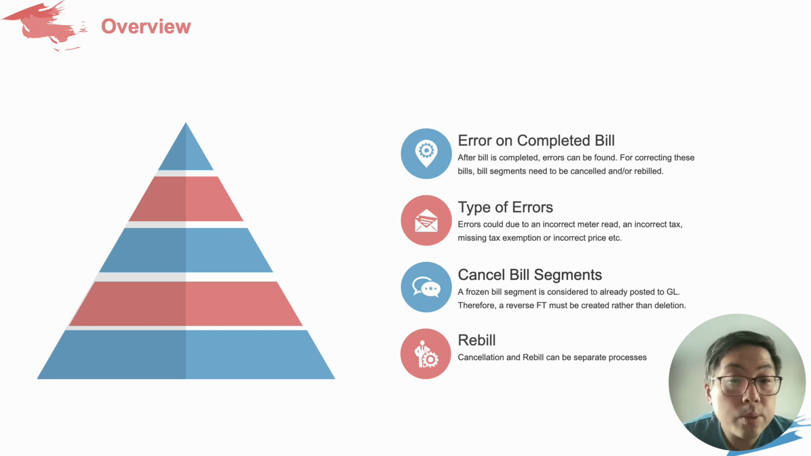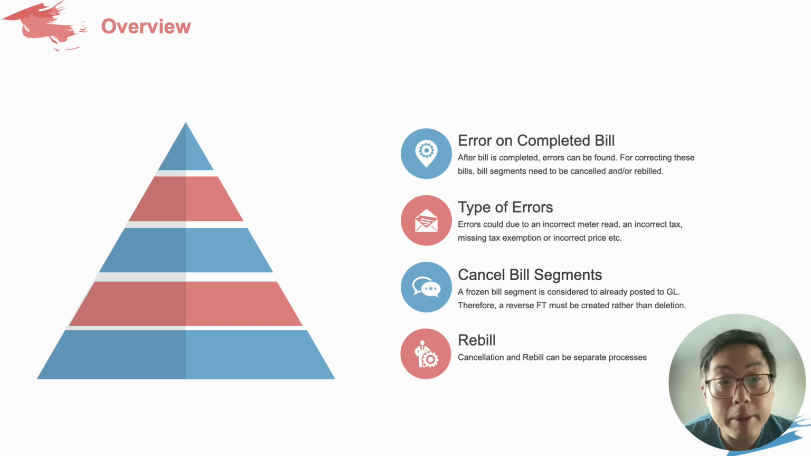And then what will happen is, when you cancel the bill, you actually cancel the bill segments. So remember, the bill is just a collection of bill segments. If a frozen bill segment is there, it's actually considered that it has already been sent to GL. So you cannot delete a bill segment which is already generated and frozen.